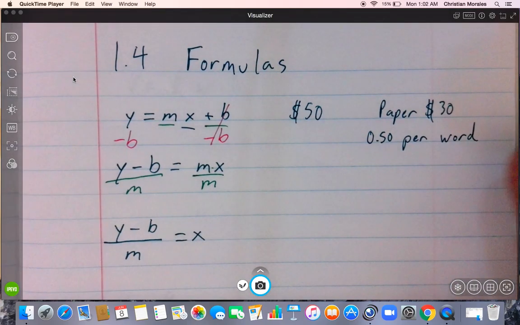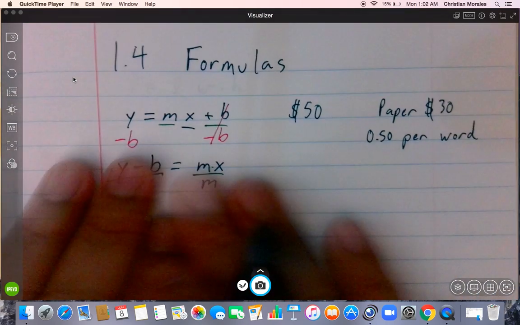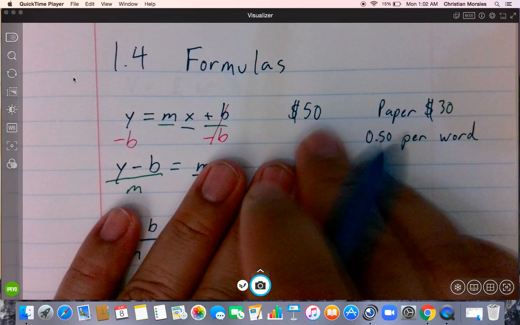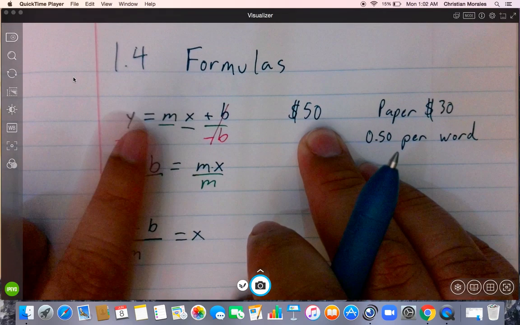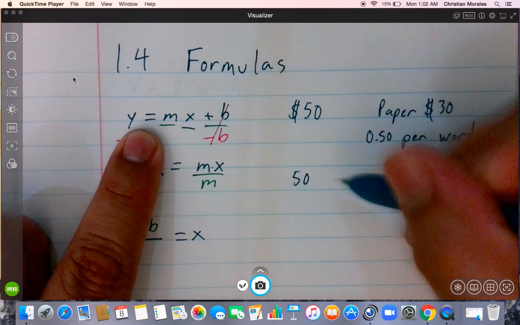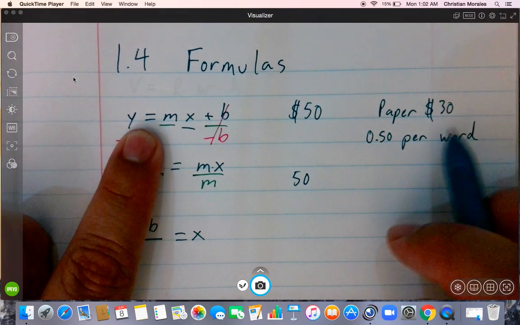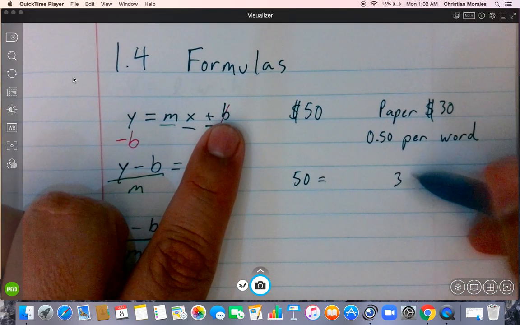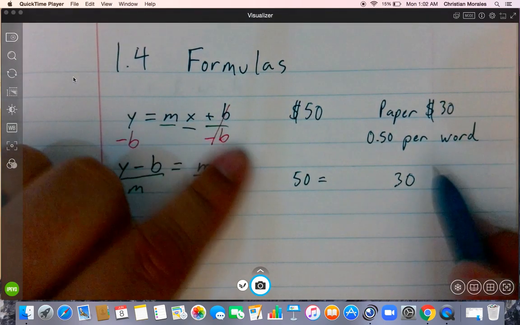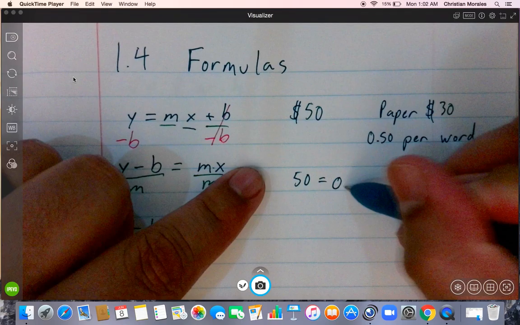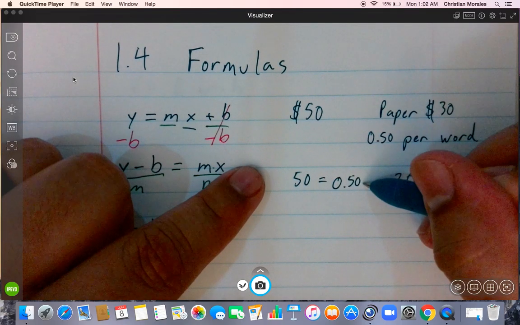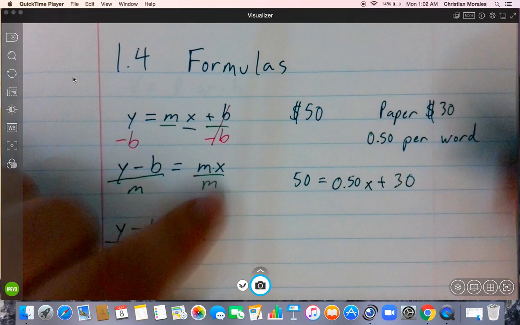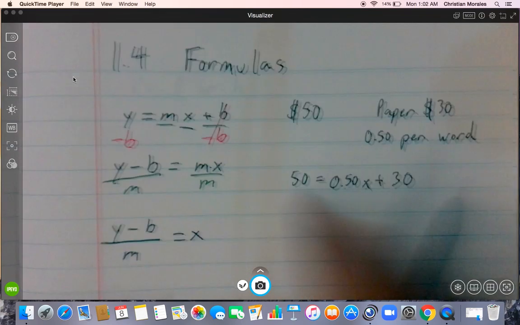Okay, so how could you use this equation with this scenario, right? So, well, $50 is what you paid. That would be your total. That would be your y, 50. Okay, now you started with the paper, which was 30 bucks. That would be your starting point. That would be your initial value of 30. Okay, and then they were charging you 50 cents per word, so it'd be 0.50 per word. Actually, x. We'll make x our words. When you combine this, you would get 50.